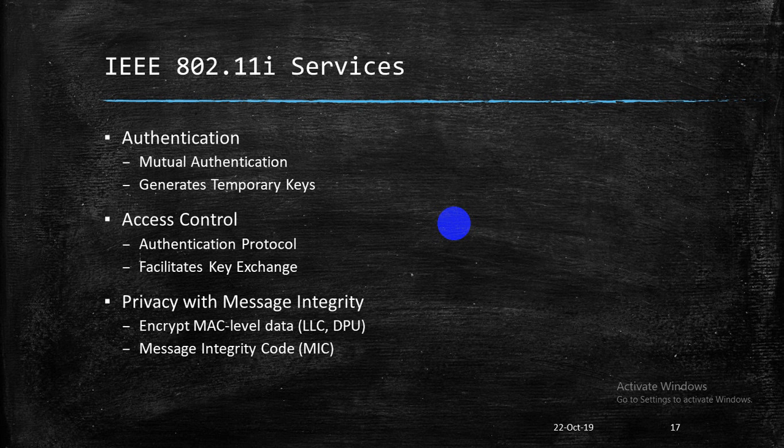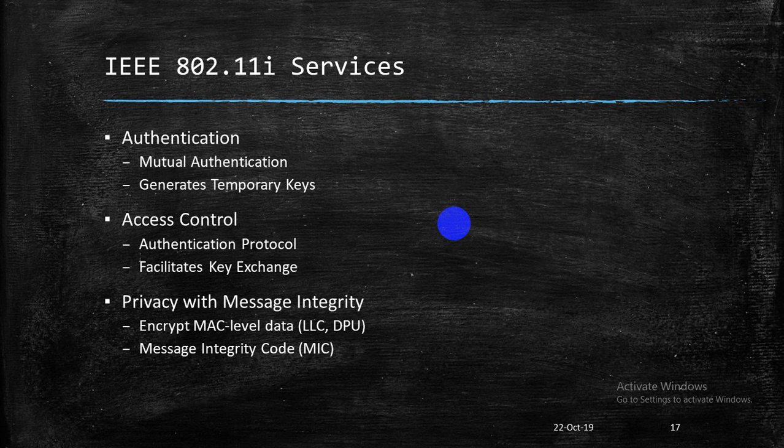There are three types of services: authentication, access control, and privacy with message integrity. Here, authentication is mutual authentication. It means it will connect one device at a time, and it uses a temporary key to connect and authenticate with other stations or the authentication server or access point.